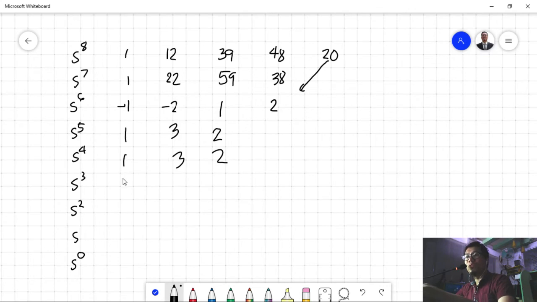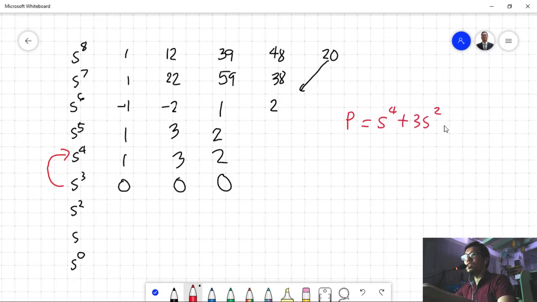So alam natin na ito, at saka ito magsi-0. Okay. So, since identical yung s to the 5th row tsaka s to the 4th row, yung s cube row, magiging 0 yan. So, again, ang gagawin natin is, babalikan natin ito, si s to the 4th. Sulat tayo ng polynomial para dyan. So, that should become s to the 4th plus 3s square plus 2. Then, kunin natin yung derivative nyan with respect to s. That should become 4s cube, plus 6s plus 0.